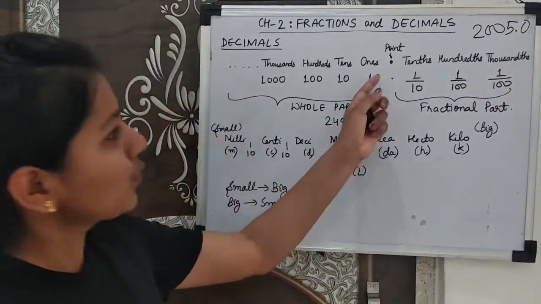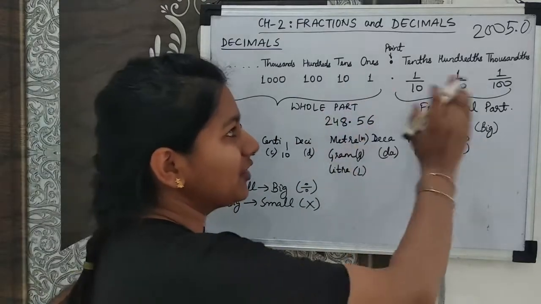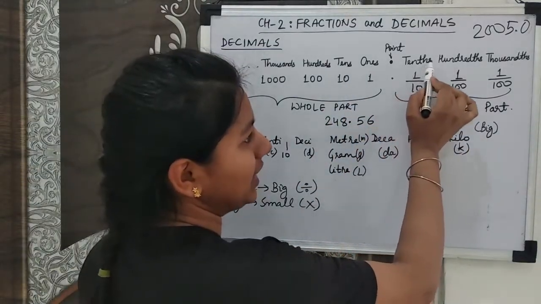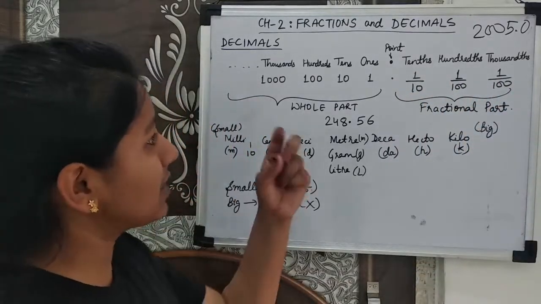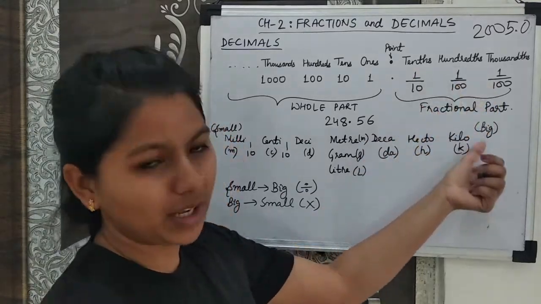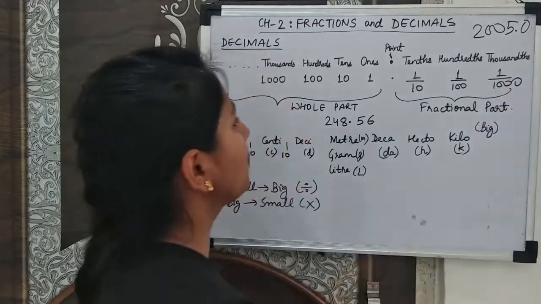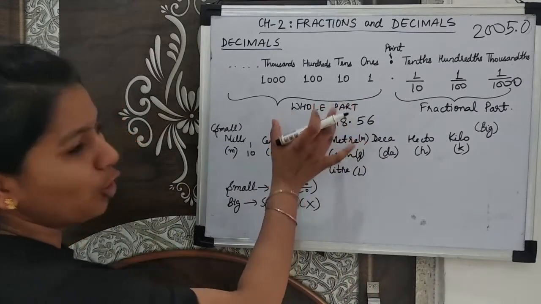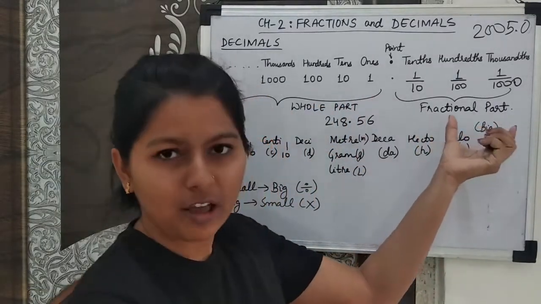Okay. Now, so before decimal, the place value is already known to us. After decimal, what is the place value? It is tenths, T-E-N-T-H-S, hundredths, thousandths. This we have studied in class 6 also. Tenths means 1 by 10, hundredths means 1 by 100, and thousandths means 1 by 1000. Okay. Now whatever is coming before decimal, this is called whole part. And whatever is coming after decimal, this is called fractional part.